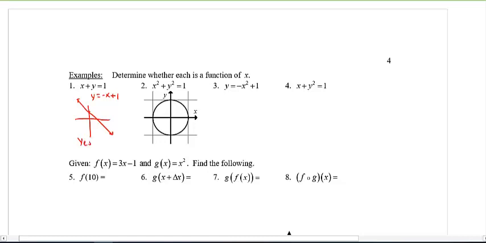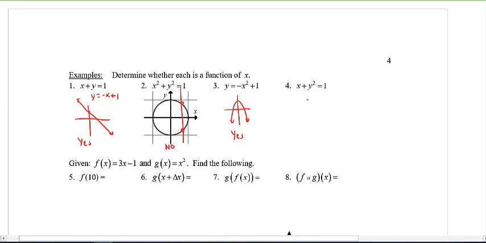Number 2, you might remember this is the equation of the unit circle. And if I ask you to use the vertical line test, look at this. Two intersection points, so definitely not a function. Number 3, y equals negative x squared plus 1. If you visualize what this graph looks like, it's a parabola that opens downwards. All parabolas like this, opening upwards or downwards, are definitely functions. The vertical line test allows you to prove it because it only crosses at one point each time.